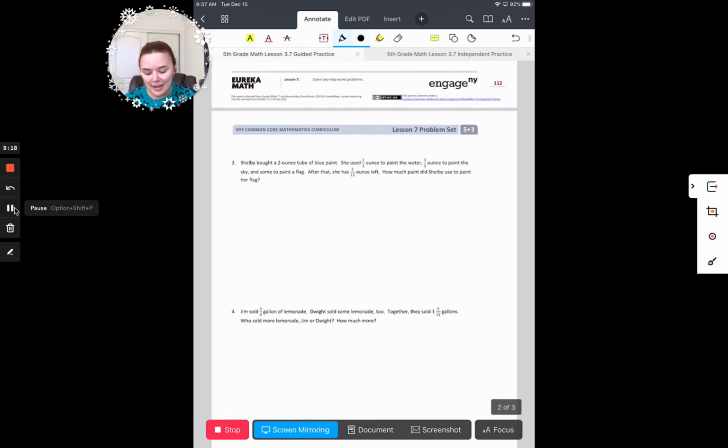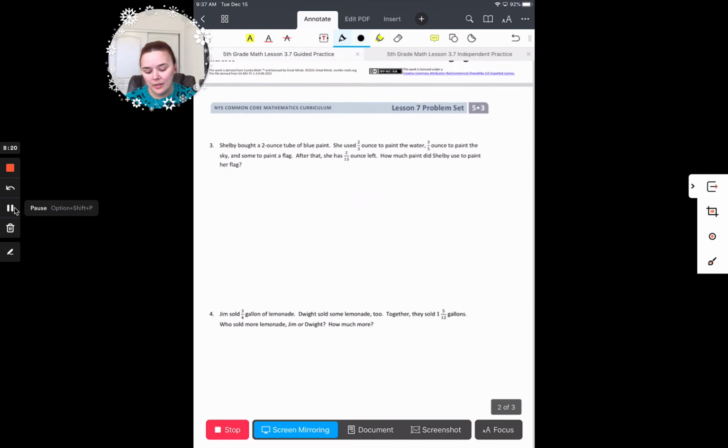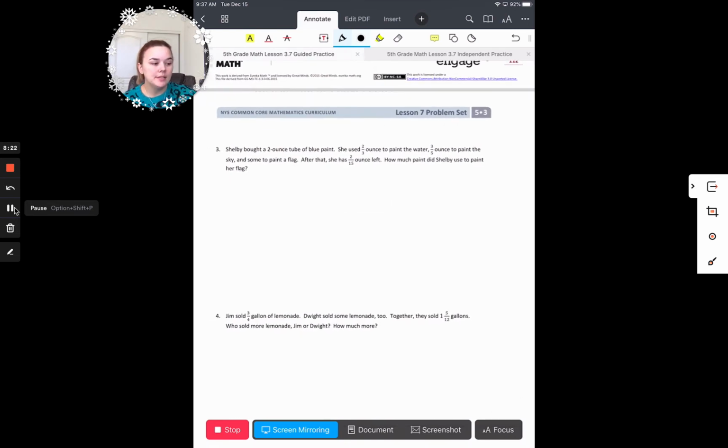Let's take a look at number 3. So number 3 says, Shelby bought a 2-ounce tube of paint. She used 2/3 ounce to paint water, 3/5 ounce to paint the sky, and some to paint the flag. After that, she has 2/15 ounces left. How much paint did she use to paint her flag? So what we need to do is figure out how much she used to paint her flag.